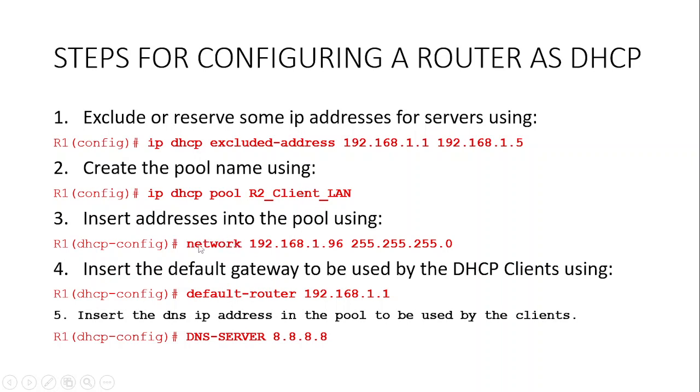So to insert the addresses in the pool, or in the container, we shall use the command network, and here we are using 192.168.1.96, and this is the subnet mask all clients will be using.